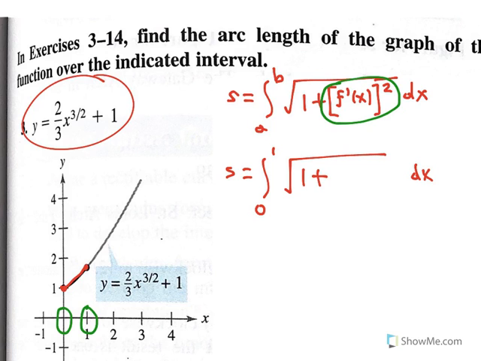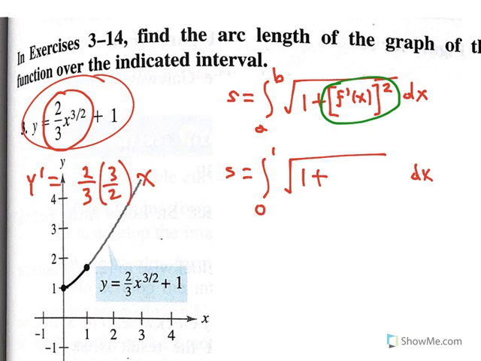So let's go ahead and do that over here. So the derivative of this function is found pretty easily. You would use the power rule for the first term. So you have 2/3, multiply that by 3/2, and then subtract 1 from the exponent. 3/2 minus 1 is going to be 1/2. And then you would take the derivative of the constant term, which is 0. So when you simplify, you can see that 2/3 times 3/2 is 1. So you just have y prime is x to the 1/2.